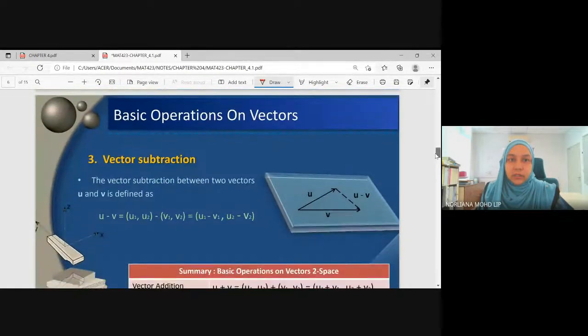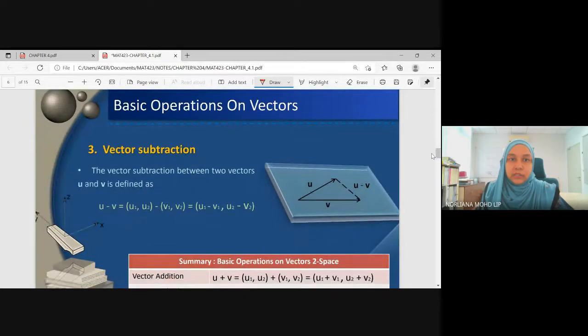Okay, the third operation on vector is vector subtraction. The vector subtraction between two vectors u and v is defined as u minus v. This one is vector u1, u2 minus vector v1, v2, so it is equal to u1 minus v1, u2 minus v2.